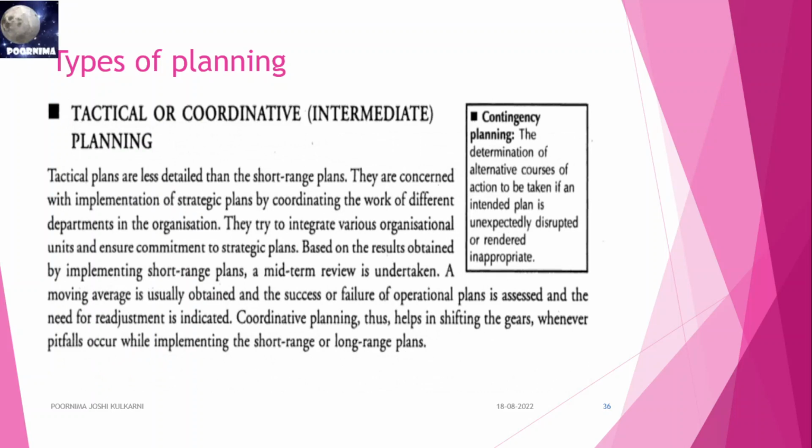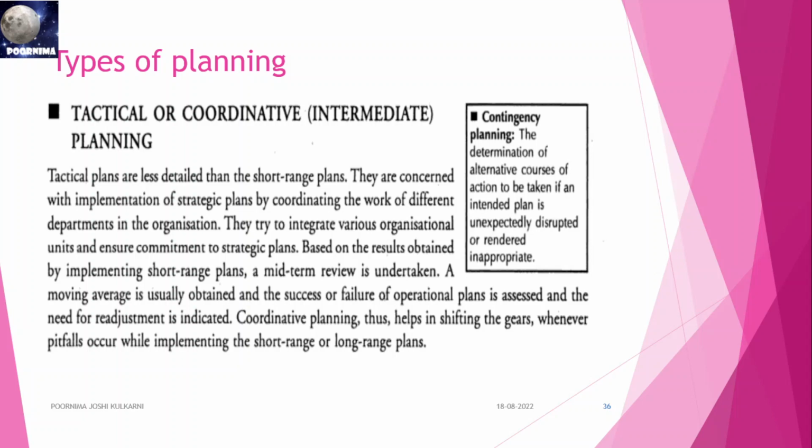The next type of planning is tactical or coordinative, intermediate planning. Intermediate contingency planning is the determination of alternative courses of action to be taken if the intended plan is unexpectedly disrupted by environmental forces or rendered inappropriate. Tactical plans are less detailed than short range plans. They are concerned with implementation of strategic plans by coordinating the work of different departments.